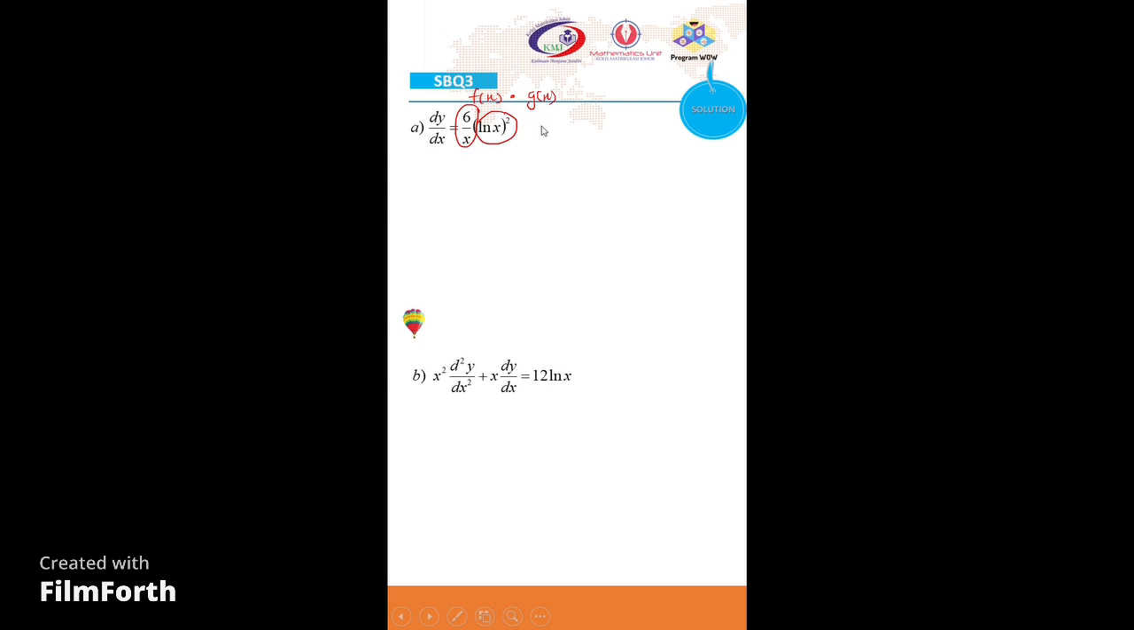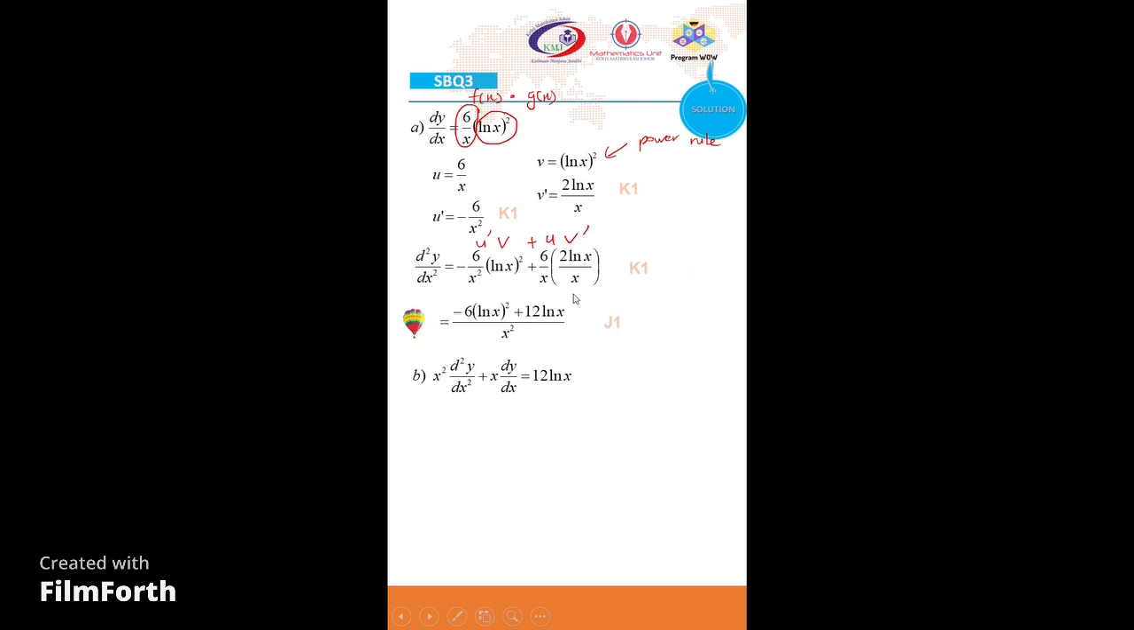Okay, next, identify u, differentiate u, and then identify v, and then differentiate v. So here you can use power rule. Okay, you get 2 marks, and then substitute into the formula of product rule. So here you have vu prime plus uv prime. So get 1 mark, and then you can simplify. Since the denominator is the same, you can rewrite as a single fraction.